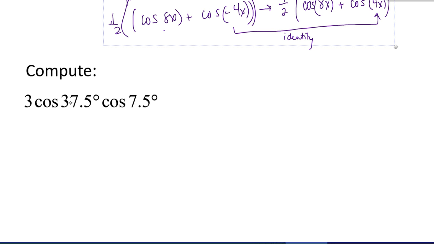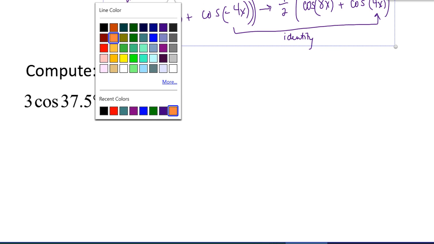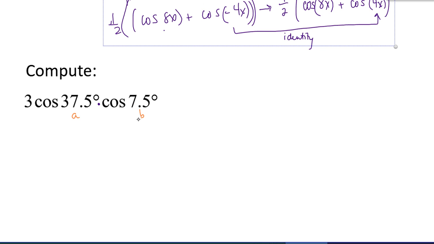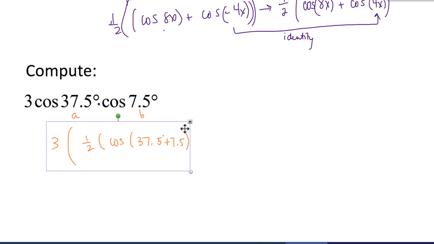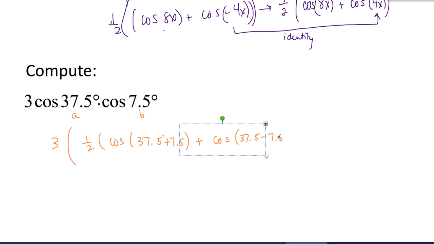All right, 3 cosine 37.5 times cosine of 7.5. So we've got an A, we've got a B. 3 times 1/2 cosine of 37.5 plus 7.5 plus cosine of 37.5 minus 7.5. Right, these 3 and this 1/2 are going to become 3/2. This is cosine of 45 plus cosine of 30.